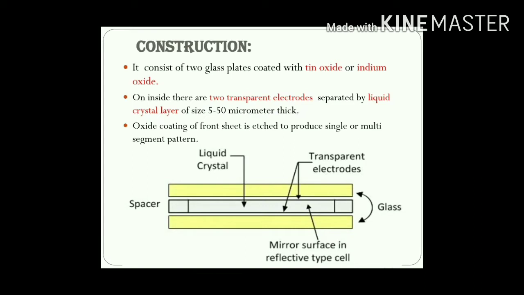Construction of dynamic scattering type liquid crystal cell. The display consists of two glass plates, each coated with tin oxide or indium oxide. Inside, there are two transparent electrodes separated by a liquid crystal layer of 5 to 50 micrometer thickness. The oxide coating on the front sheet is etched to produce a single or multi-segment pattern of characters, with each segment properly insulated from each other.